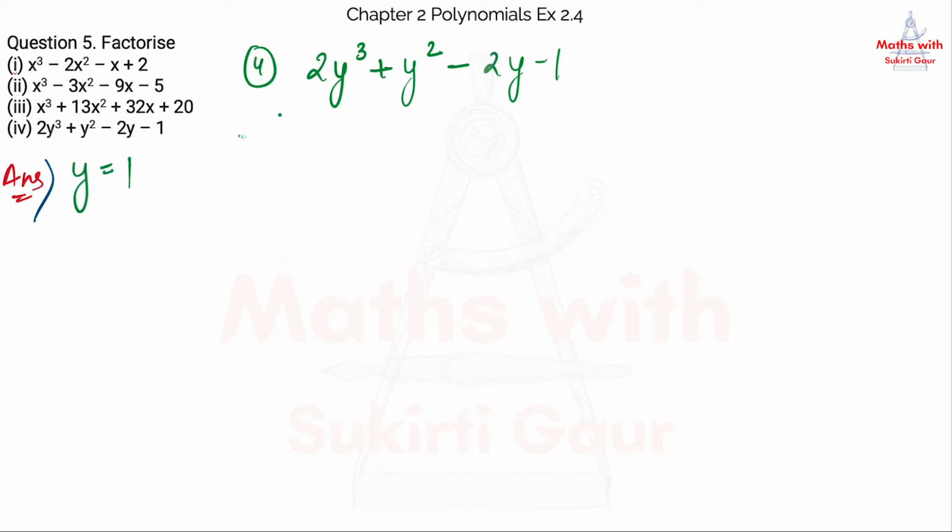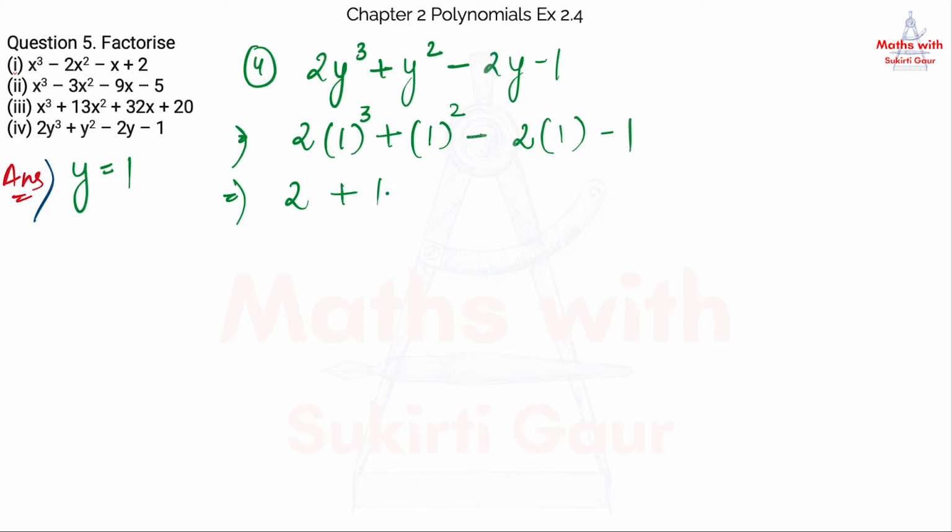So we will be putting 1 cube here plus 1 square minus 2 into 1 minus 1. We are getting 2 into 1 cube as 2, 1 square as 1, minus 2 into 1 is minus 2 and minus 1. According to BODMAS, plus 1 and plus 2 will give us plus 3, and minus 2 and minus 1 will give us minus 3. They get cancelled out, or you can say 3 minus 3 is 0.